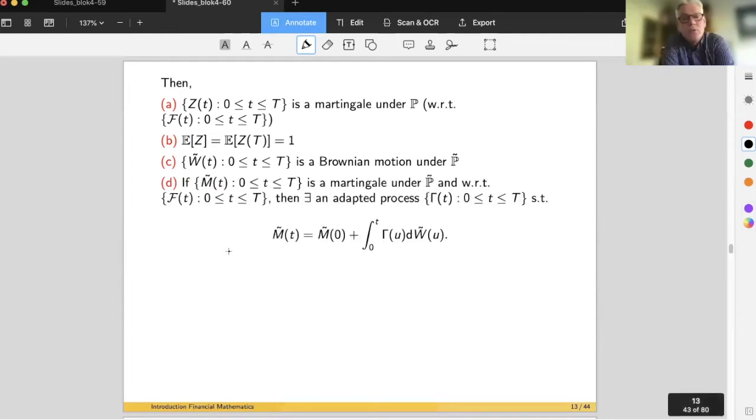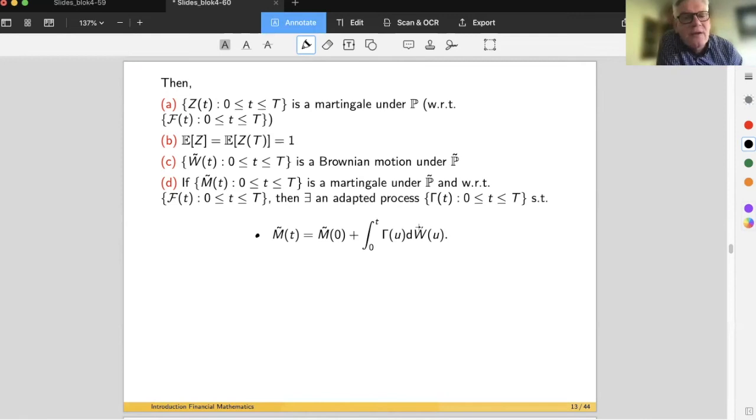And the fourth one is new, and that comes from the Martingale representation theorem. That is the following. If we have a process M tilde t, 0 less or equal to little t less or equal to capital T, it's a martingale under P tilde and with respect to the filtration F_t, then there exists an adapted process gamma_t, t between 0 and capital T, such that M tilde t is equal to M tilde 0 plus the integral from 0 to t gamma_u dW_u.